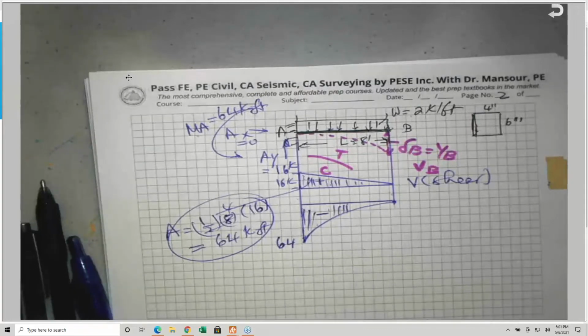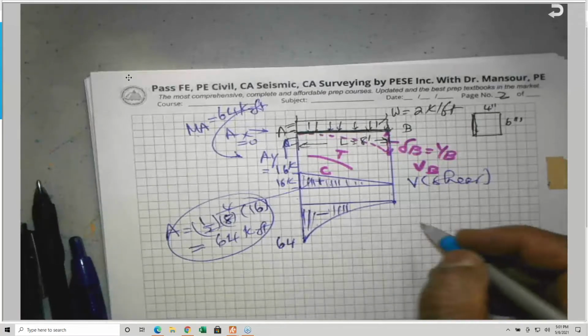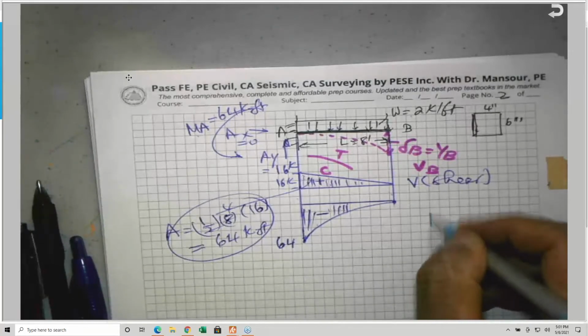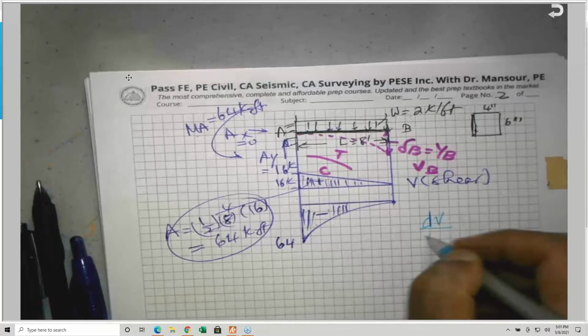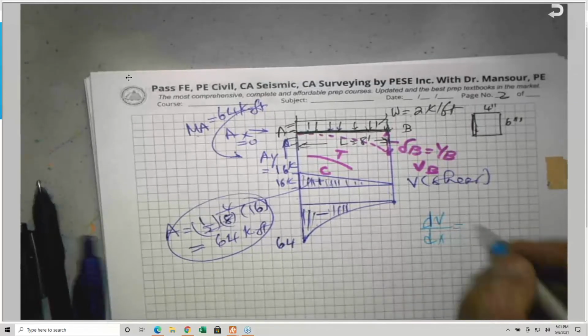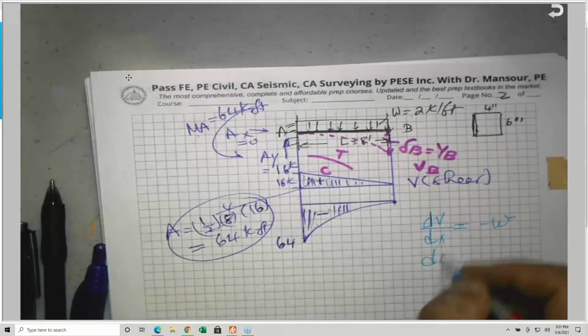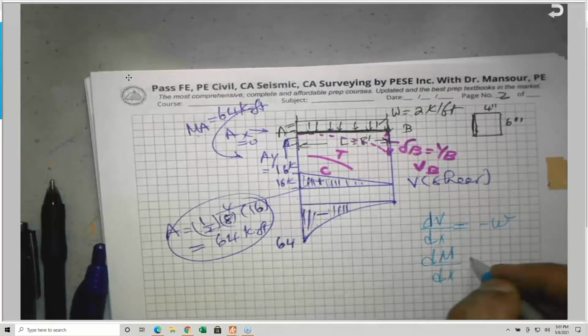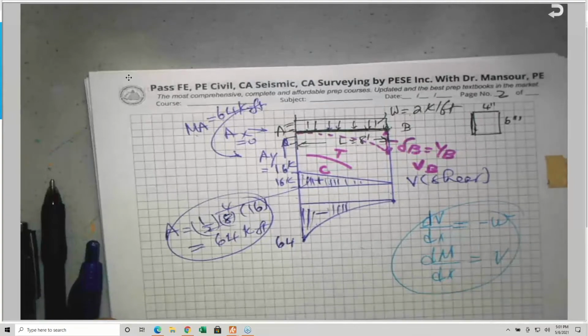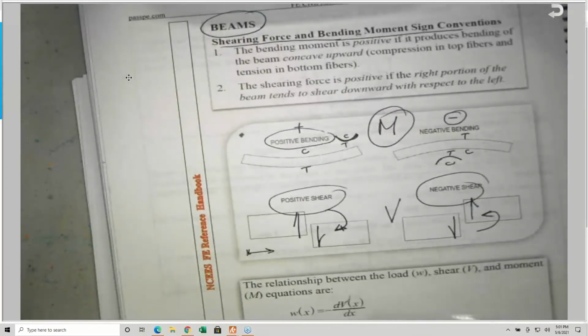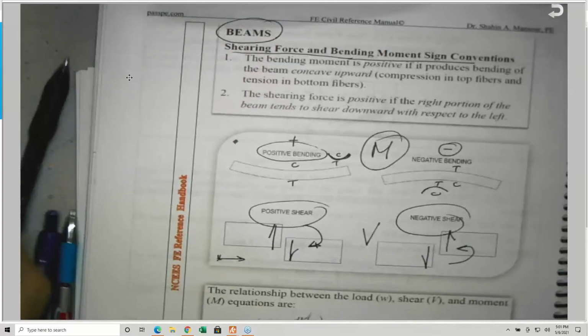Okay, we're going to see that because there are 2 equations. I believe we're going to see them. Okay, the famous 2 equations: dV by dx, the slope of the shear, will give you negative W, and dM by dx equals V. These 2 relationships are very, very important. And they are given here, by the way. Let me see how they did it. A little bit different from mine, probably.